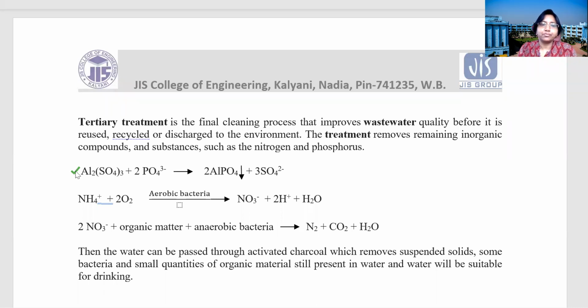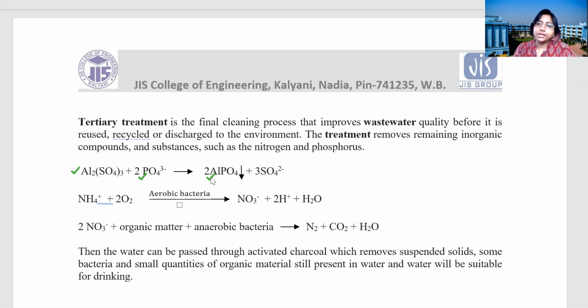This aluminum sulfate reacts with the phosphate and is precipitated down as aluminum phosphate. So it will not be in the water. In this way, as the precipitate of aluminum phosphate, the phosphate part will be removed.